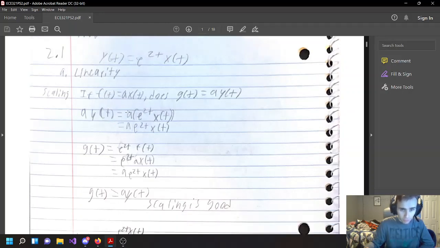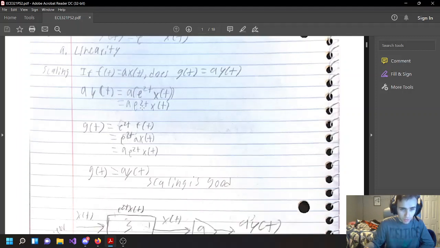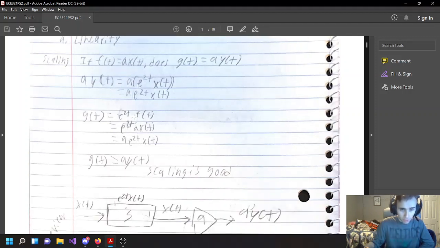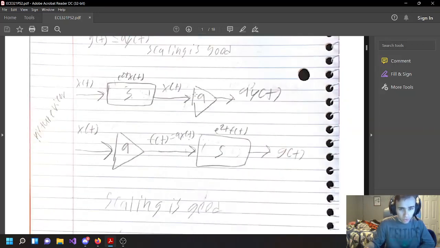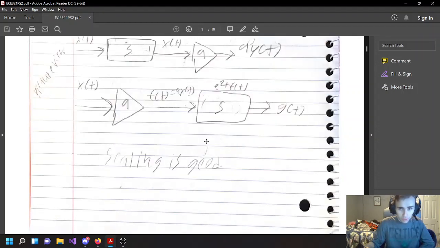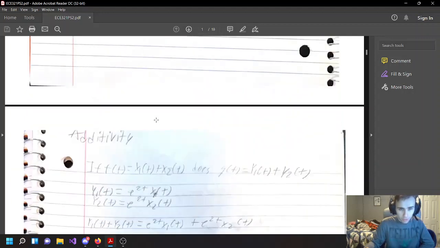And then yes, it does, because we have these. We plug it in. F of t, x of t, equals the same thing. Scaling is good. And I gave a little visual representation of that system, and then it's the scale, and then it works out. Scaling is good.